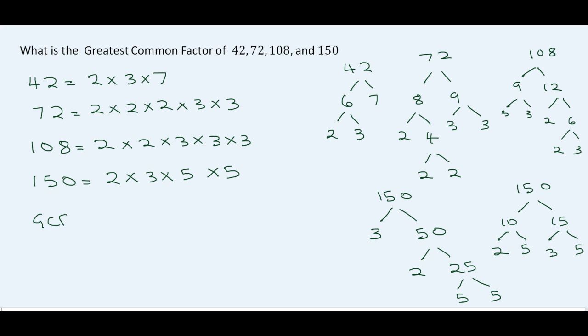So for the greatest common factor, we're going to look for the prime factors that are paired for all 4 numbers. So we have 2 right off the bat. We have 3 here, we have it here, we have 3 also. We don't have 7 anywhere else. We don't have 5 anywhere else. So this is going to be 2 times 3, which is 6. So the greatest common factor of this set of numbers is 6.